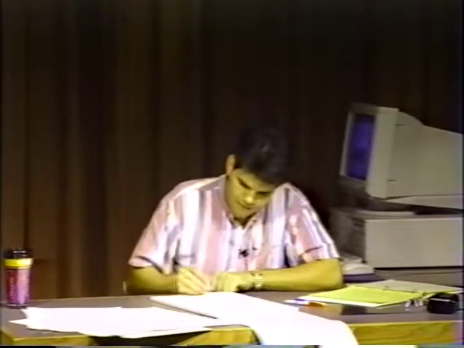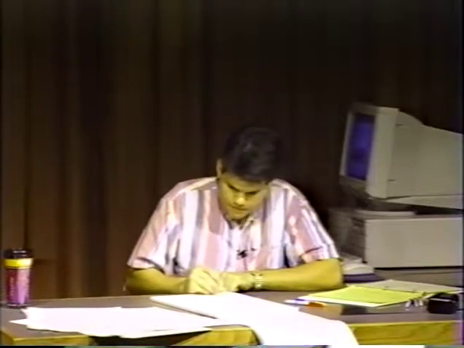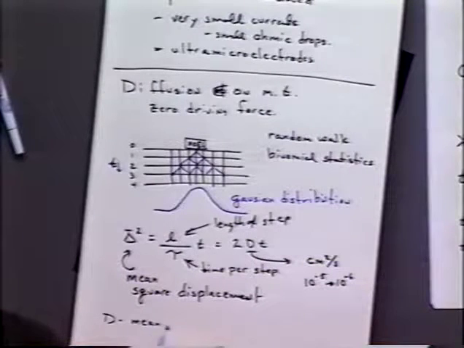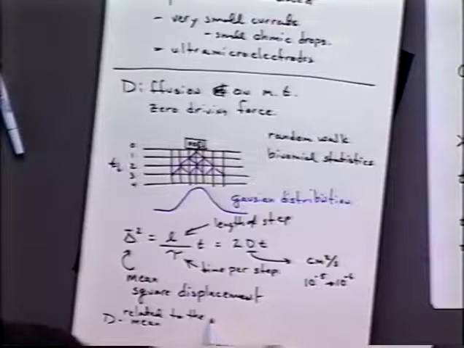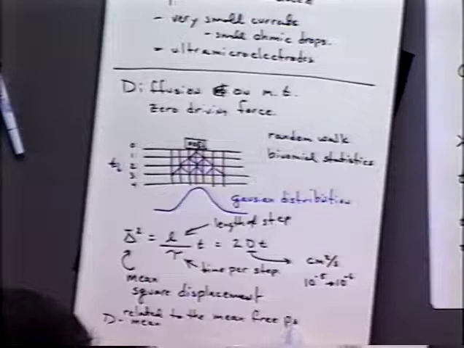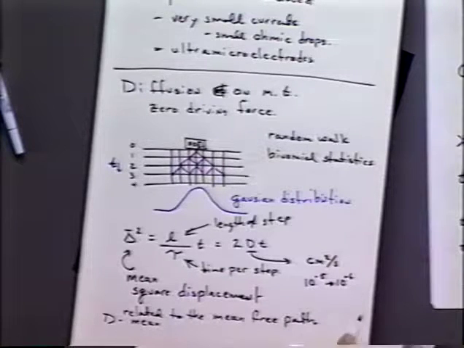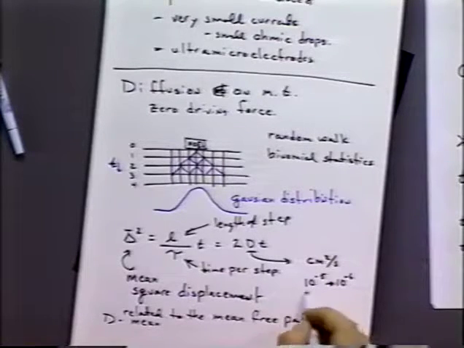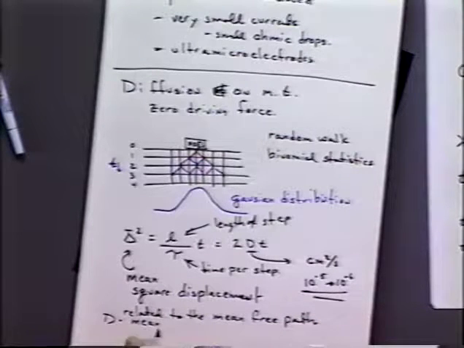All right. And D is related to sort of the mean free path. And as I said, these are the relationships to it. I just want to show you on the computer how easy it is to calculate something like this.